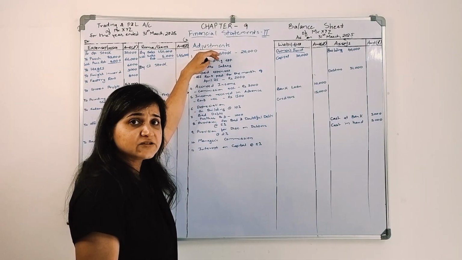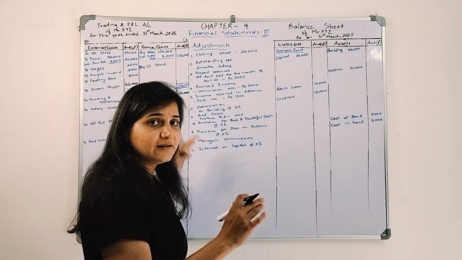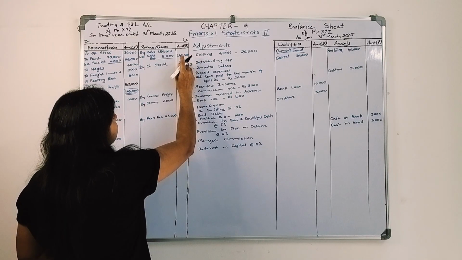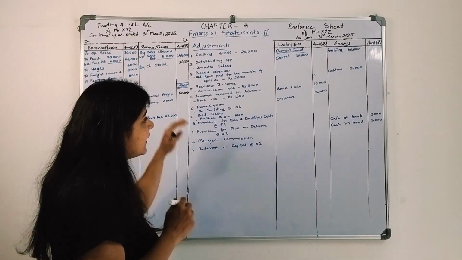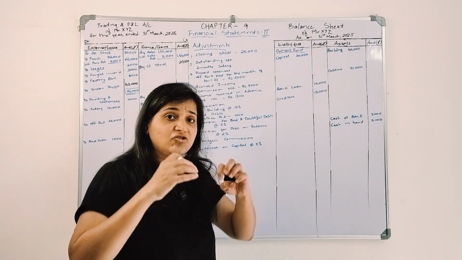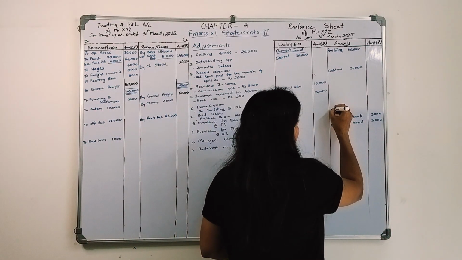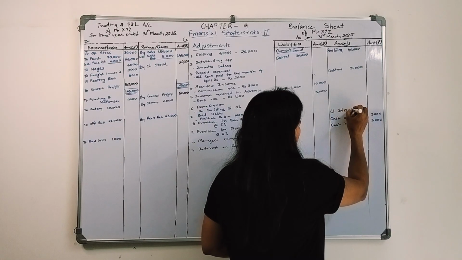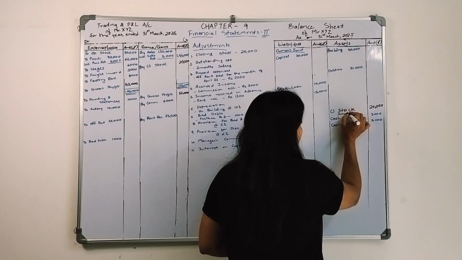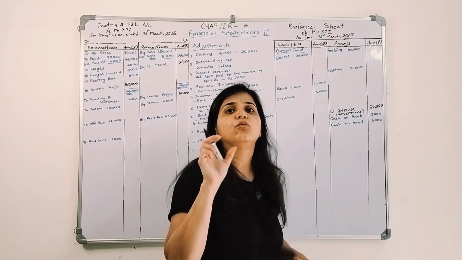So what is the closing stock here? 20,000. So what we will do? We will first show it on the credit side of our trading account, 20,000. On the other hand, these are the assets that the organization is having. This is the current asset of the organization. So we will show it here as closing stock, 20,000. We can also call it inventories. Don't get confused between inventories and investments.